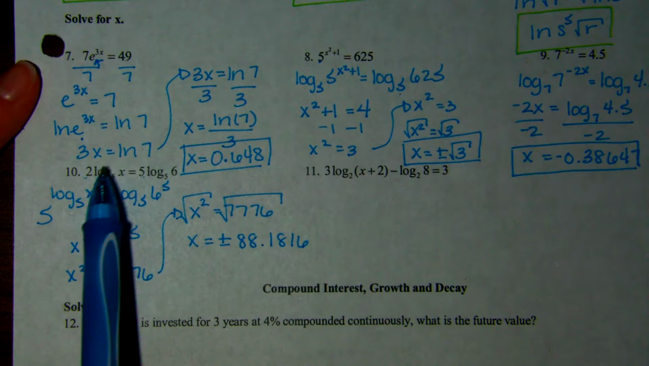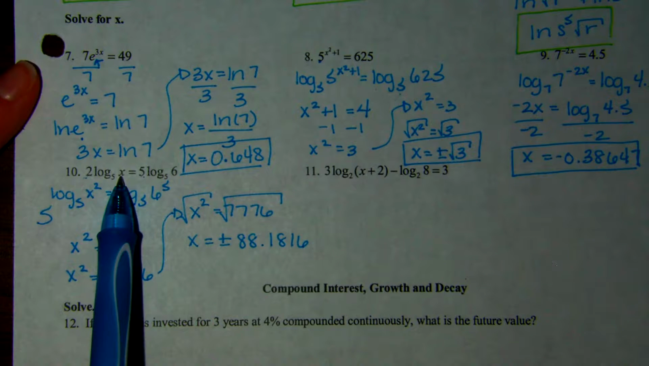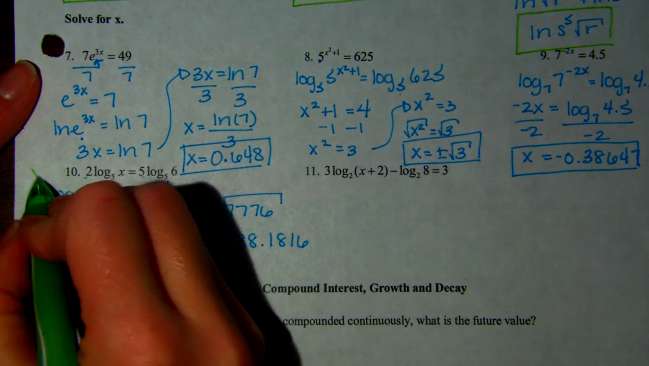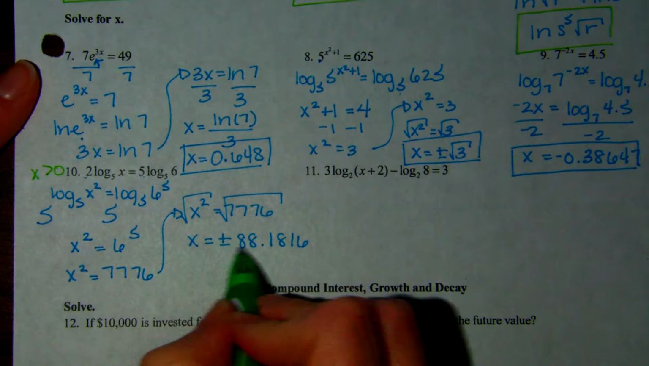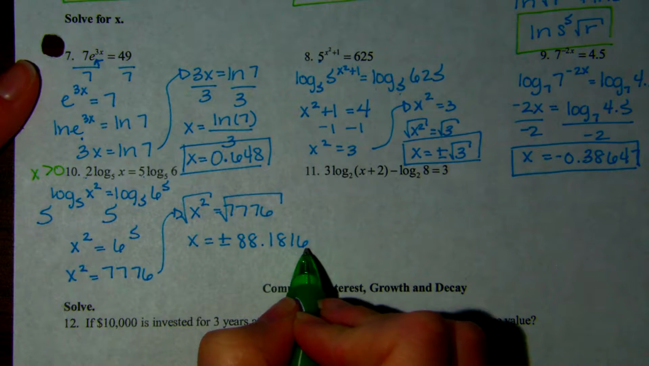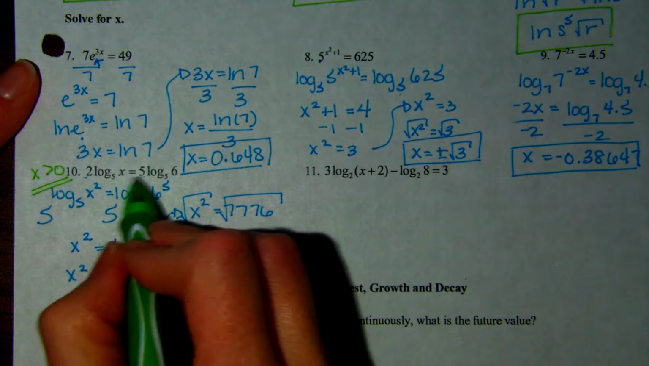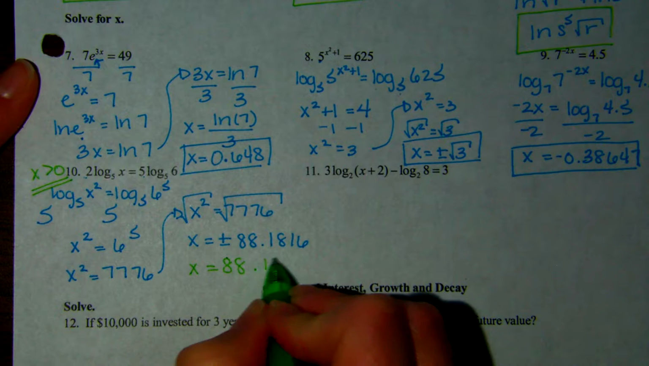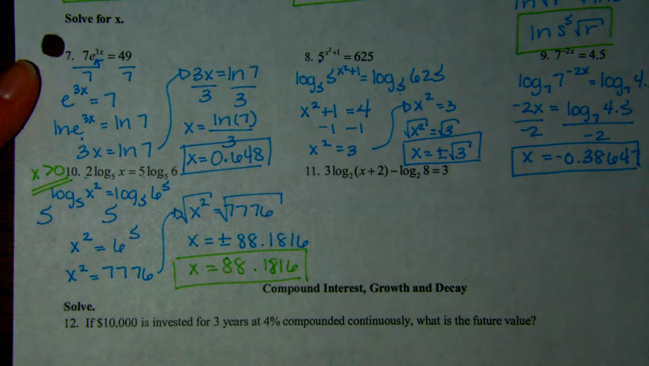Now, it is important to remember that we have restrictions on what values can be inside of a log. And so there was an x inside this log. That means that my x value had to be bigger than 0. I needed x to be greater than 0. Our solution is positive or negative 88.1816. Well, x has to be bigger than 0 because we can't take the log of a negative number. And that means that my solution for this is only the positive 88.1816. The negative 88 is not a solution to this equation. Only the positive.